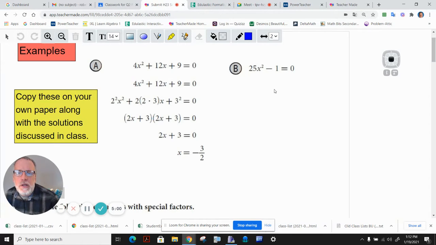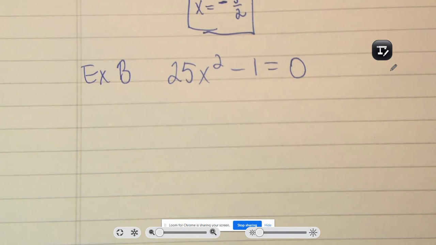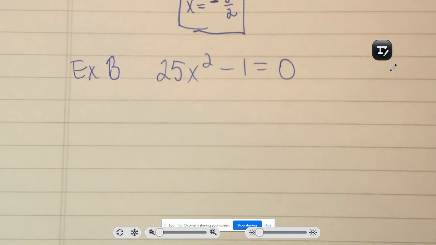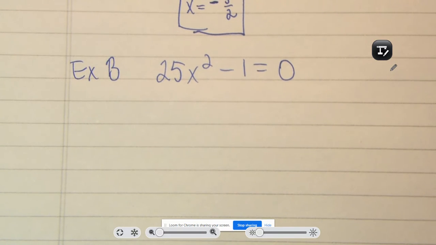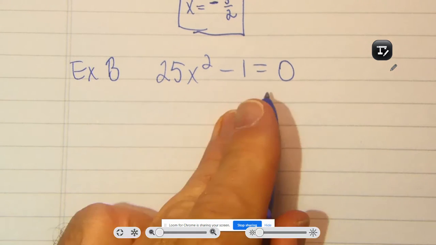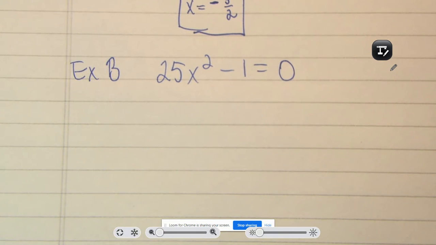So let's look at a second example here. It's 25x squared minus 1. This is example B. It equals 0. So let's see what we need to do to solve this one. I always need to check my GCF first. I didn't really do that in example A, but I know I had 4, 12, and 9, and the GCF was 1. Same thing's true here. The GCF is 1 as well.